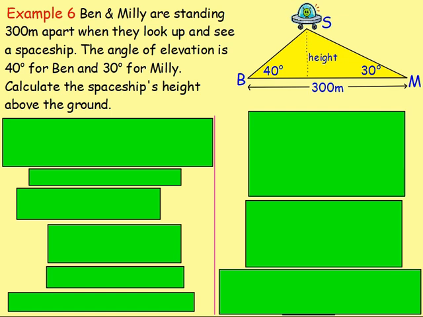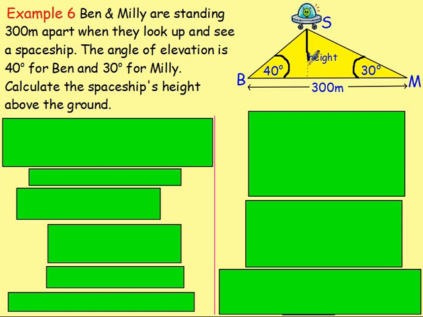Here we go, example 6, final one. This is a common exam style question. Ben and Millie are standing 300 meters apart, B for Ben, M for Millie. When they look up and see a spaceship, the angle of elevation is 40 degrees for Ben and 30 degrees for Millie. Calculate the spaceship's height above the ground.